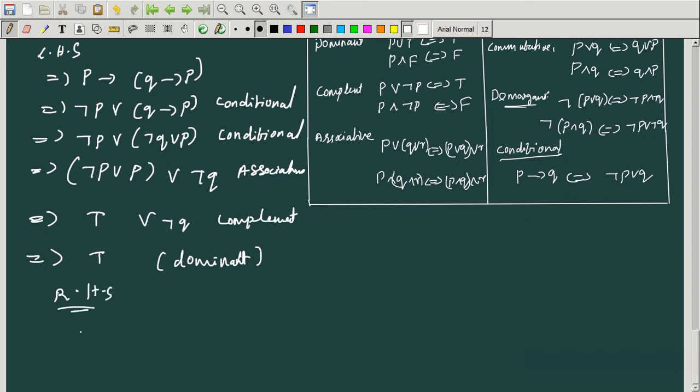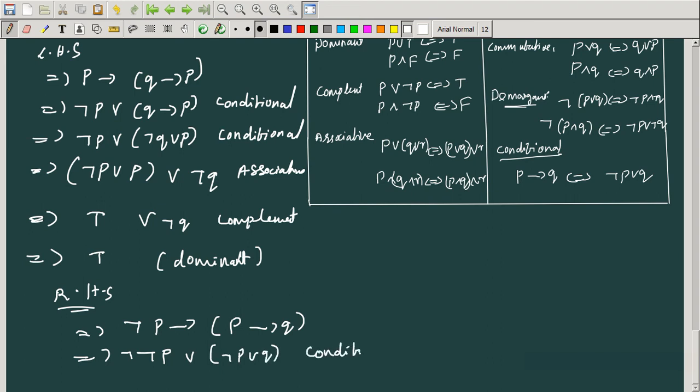Now let's see the right hand side. What is the given right hand side? That is negation P if Q. The same conditional I am going to apply. That is negation of negation P or negation P or Q. So here we applied conditional. After applying the conditional, negation of negation P is nothing but P, so P or negation P or Q. Here we applied the double negation law.